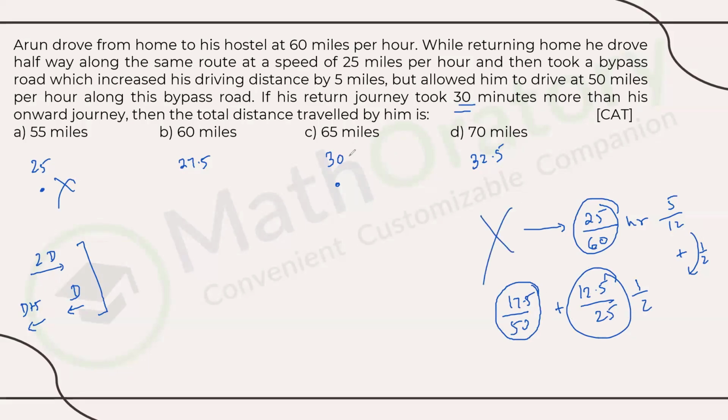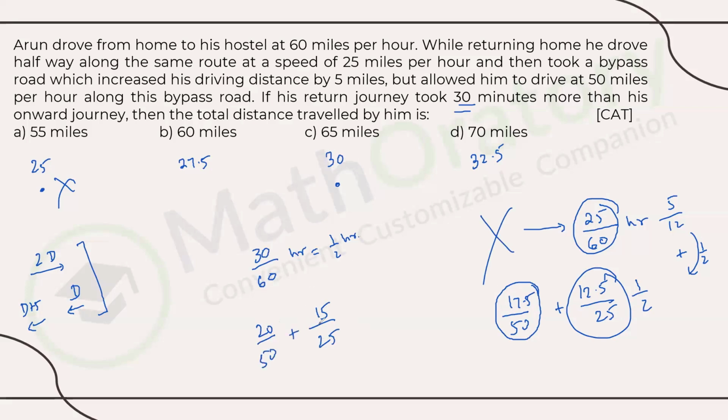Now let's work with the other good number. So 30. If I go with 30 by 60 in the forward direction, that is half an hour. Return, half of 30 he travels, so that is 15 miles. He travels with a speed of 25, right? And 15 plus 5, so that is 20 miles. He travels with a speed of 50 miles per hour.